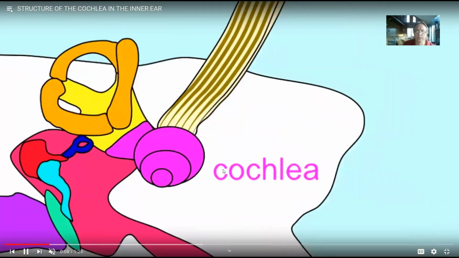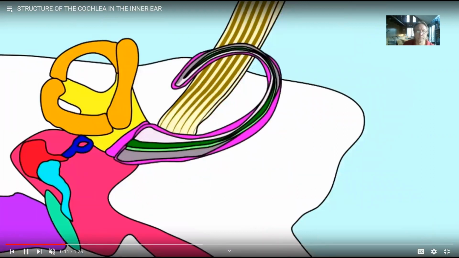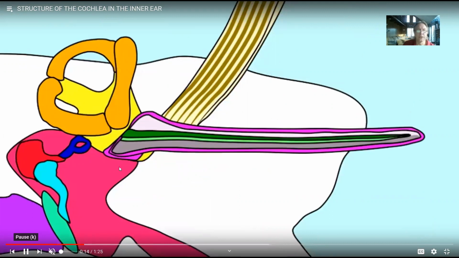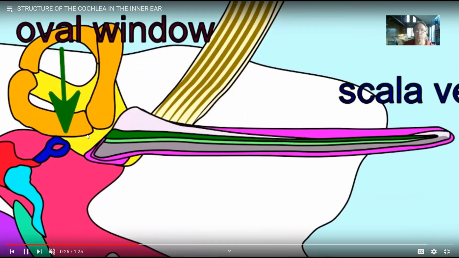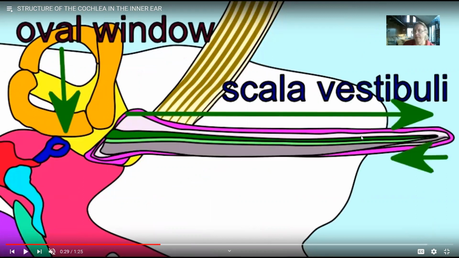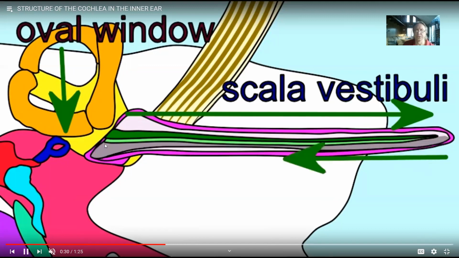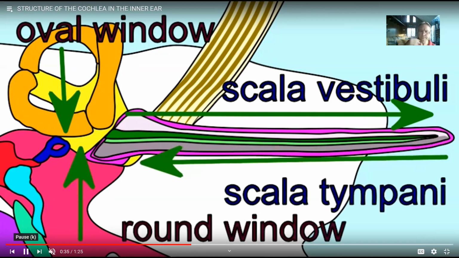So we will uncoil it. All right. And when we do, we see that there is the oval window, which will push fluid here called perilymph, and then that can bulge outward to the round window. This portion of the space through which the fluid can pass is known as the scala vestibuli, and when it returns towards the round window, it's passing through the scala tympani there.